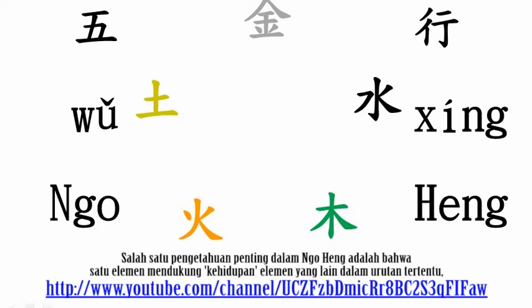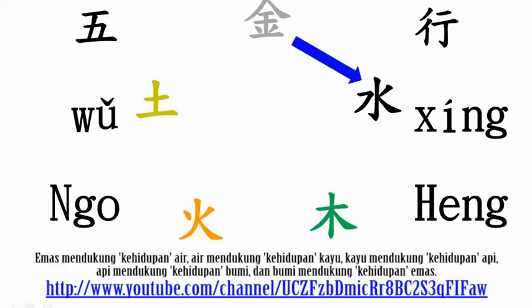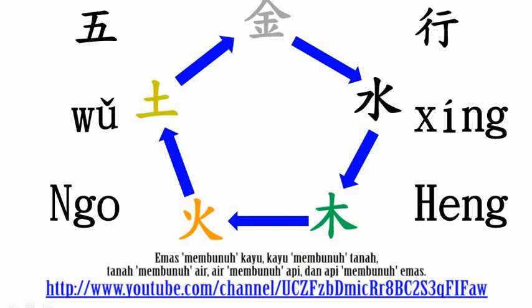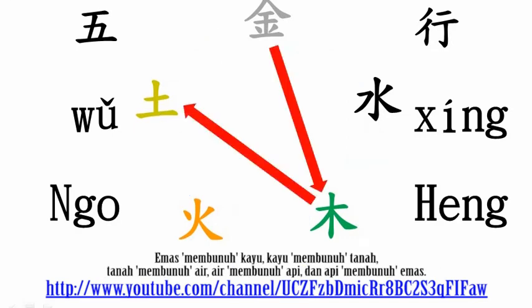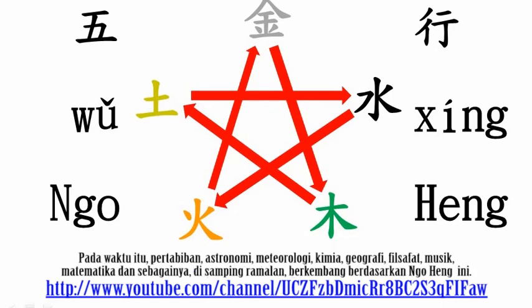One of the important studies in 五行 is that one element supports the life of another element in a fixed sequence. But one element also kills another element in another fixed sequence. Gold supports the life of water. Water supports the life of wood. Wood supports the life of fire. Fire supports the life of earth, and earth supports the life of gold. Gold kills wood. Wood kills earth. Earth kills water. Water kills fire, and fire kills gold.